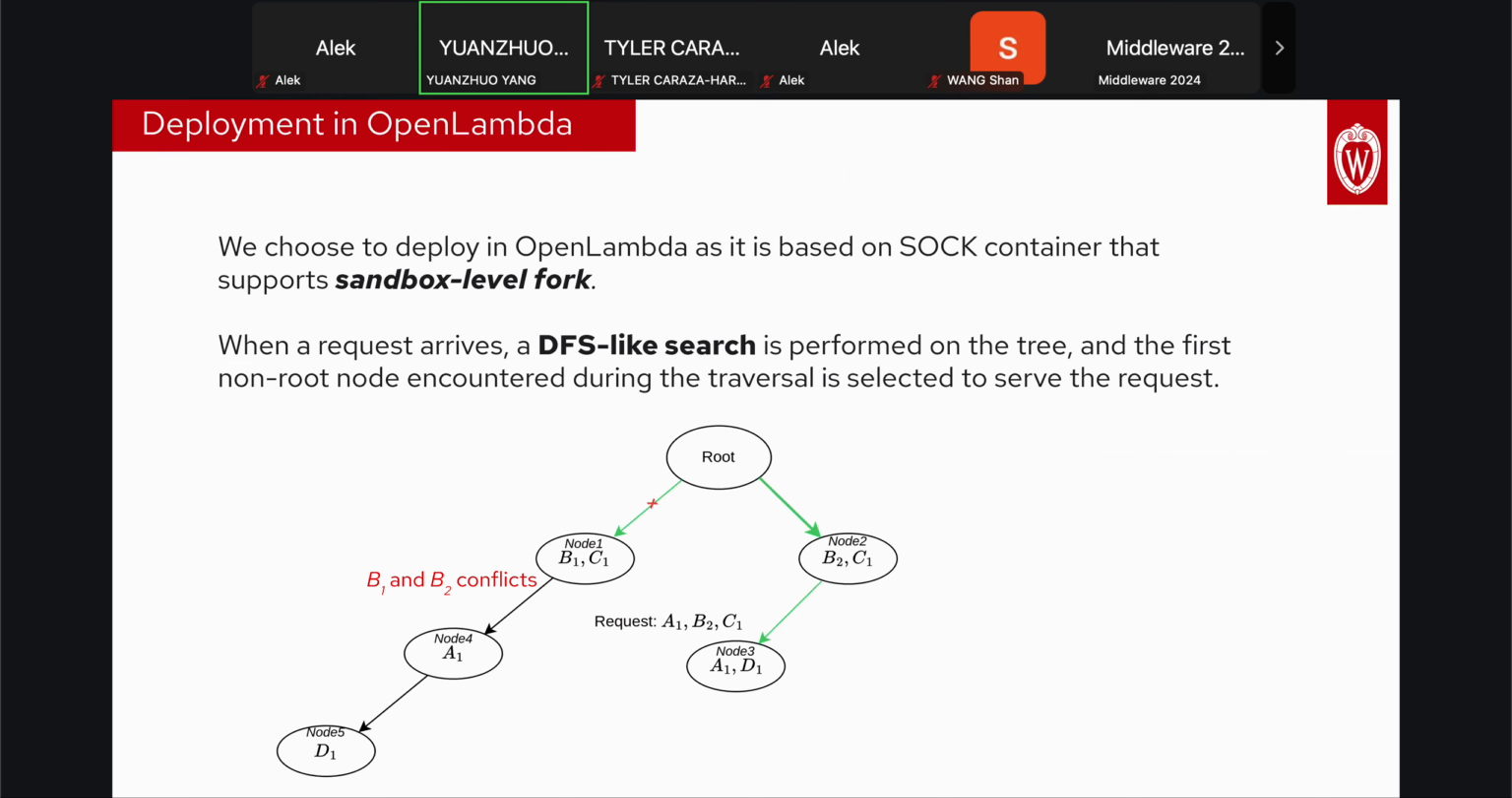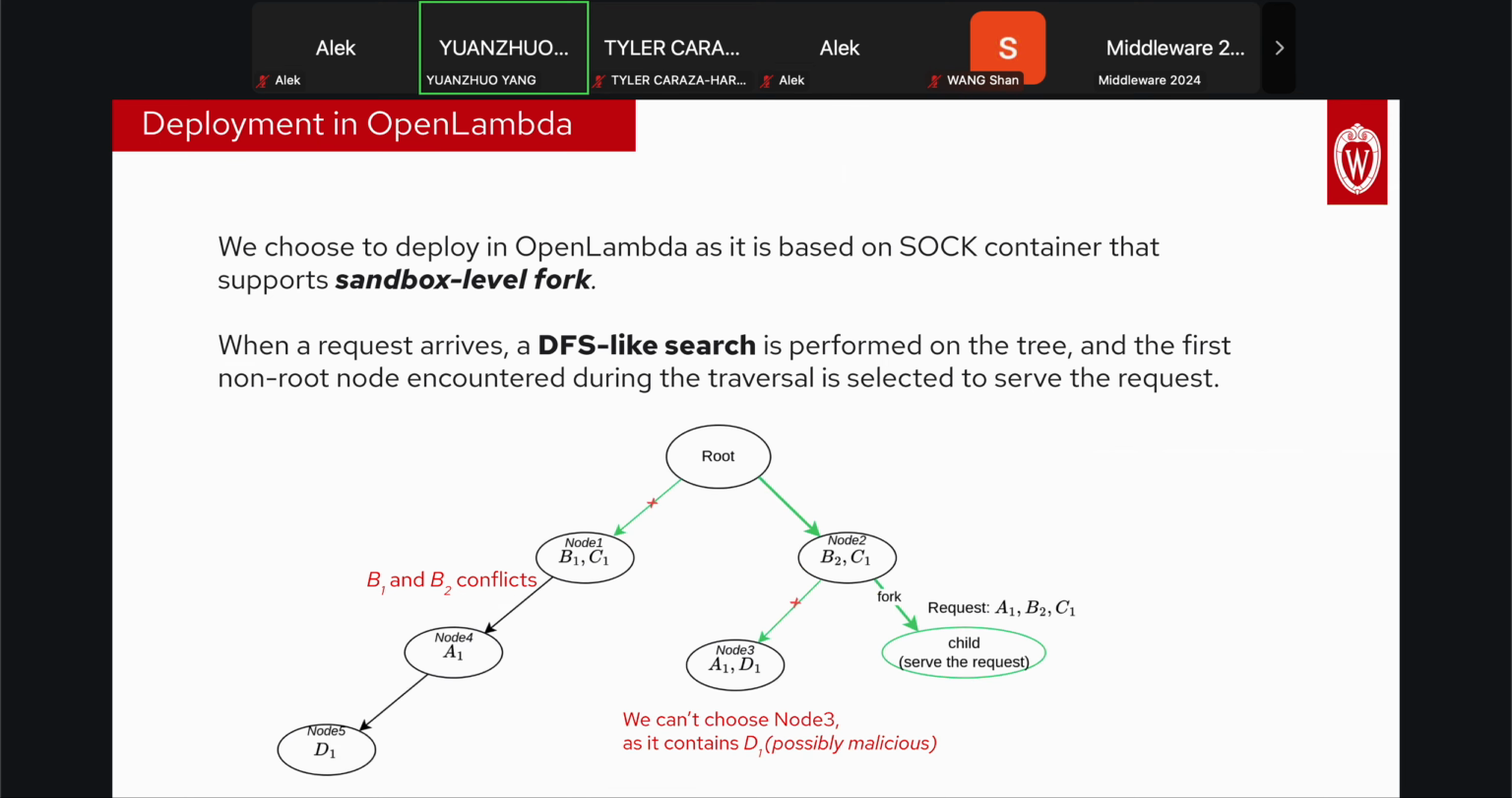For node 3, it includes D1. Since the request doesn't ask for D1 and D1 could be malicious, node 3 is also discarded. And eventually node 2 will fork a child to serve this request.